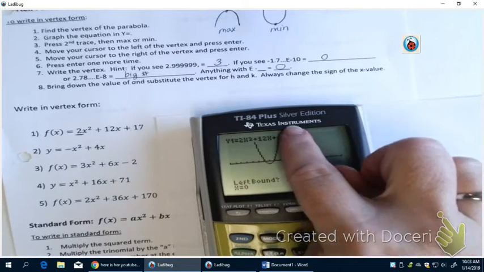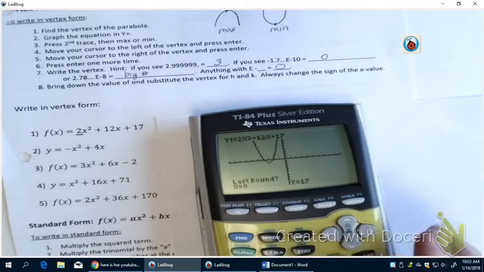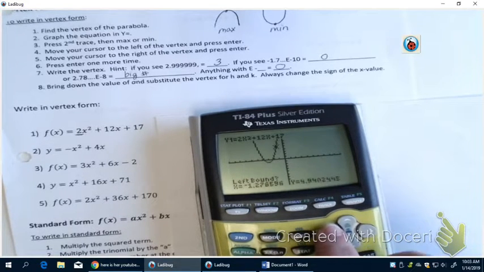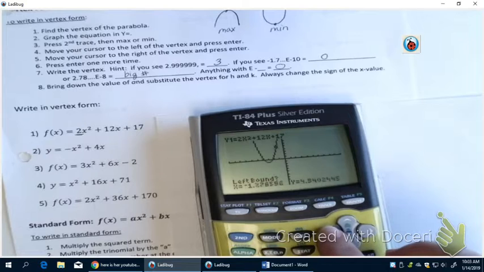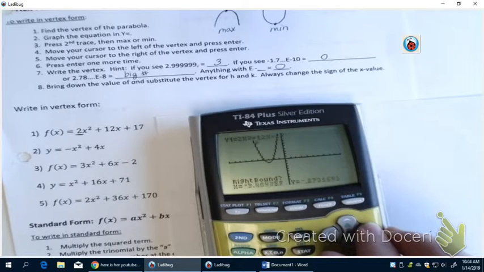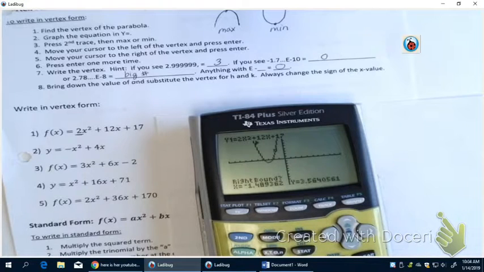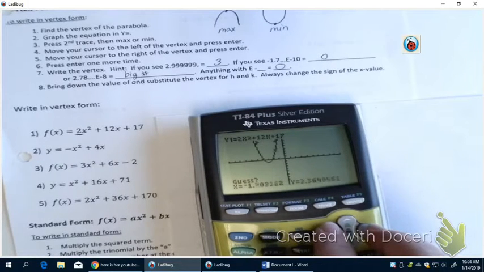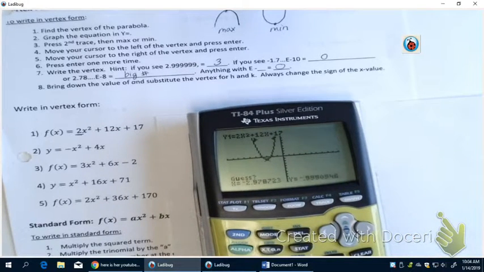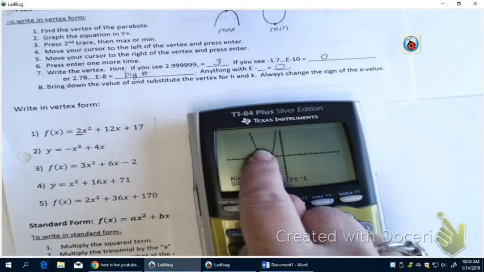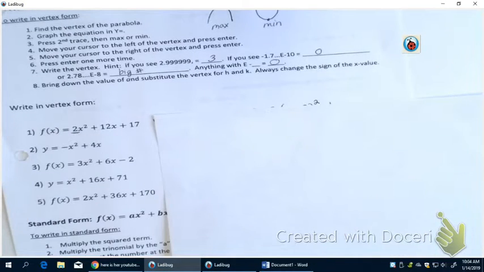Alright, my cursor is always on the y-axis, so I need to move it over here. You're going to use the left and the right arrow keys to find it. I'm moving left. Okay, I see my cursor, and left is on this side, right is on this side, so it says left bound. So I'm moving my cursor over here to the left of the vertex. Press enter. Now it says right, so I move my cursor over here to the right. Press enter. Guess. You can move it to the center, or you can just press enter. Either one will work. So my vertex is -3, -1.